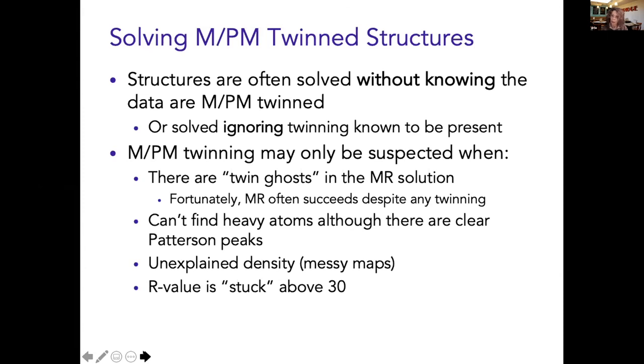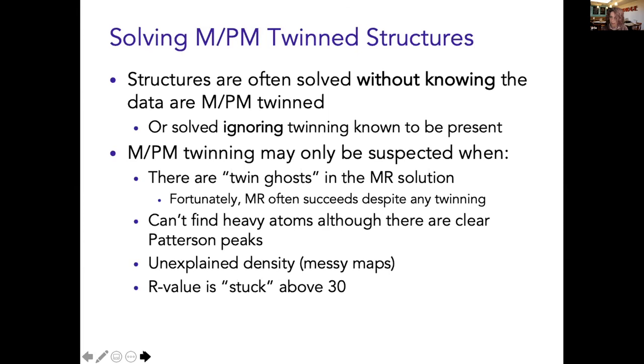How do you know that you've got twinning? Are there other things you can look for? A really good one is what we call twin ghosts in the molecular replacement solution. This is where you end up with two solutions in molecular replacement which can't simultaneously both be true. So you end up with two solutions with high Z score. One might be slightly higher than the other. That represents different twin fractions, or lower than perfect twinning. So that's one way to look at it.